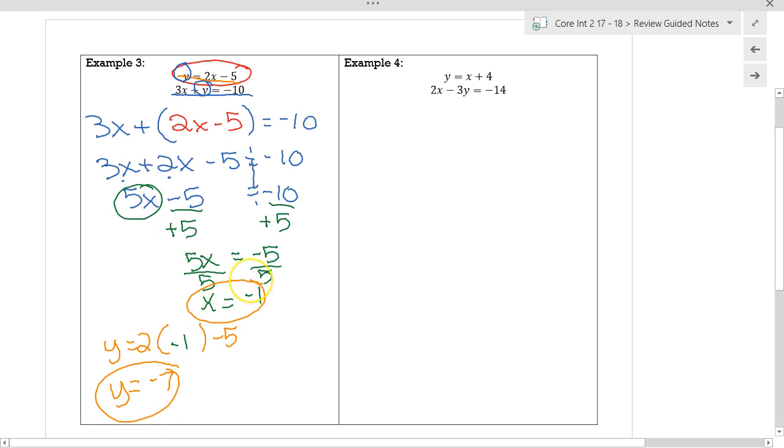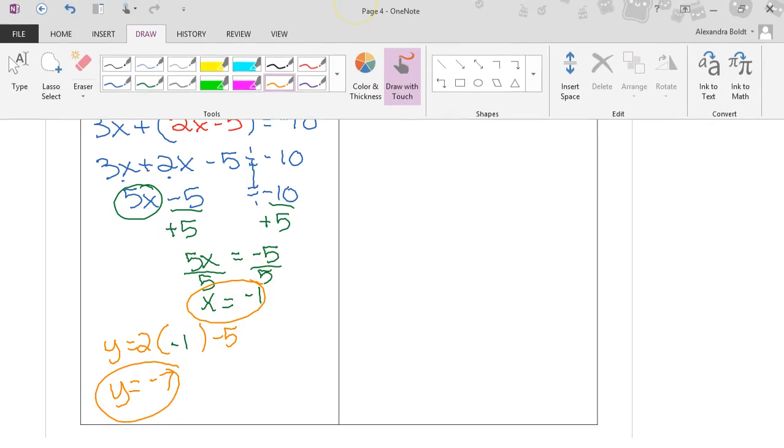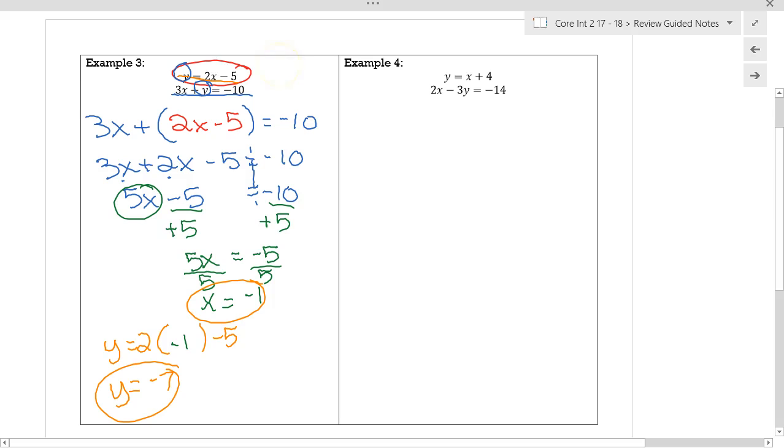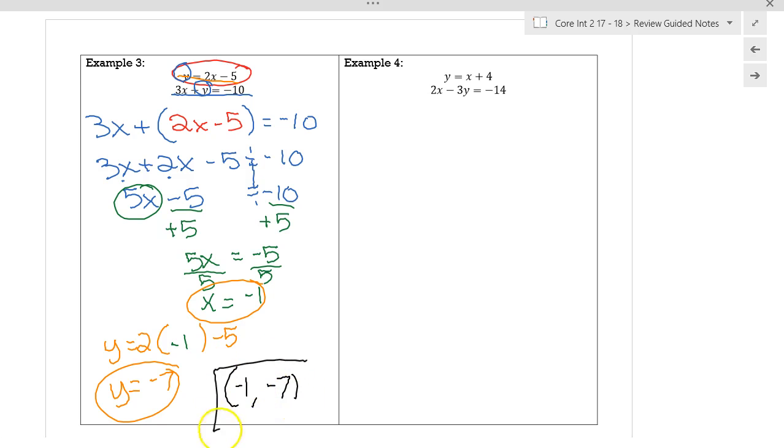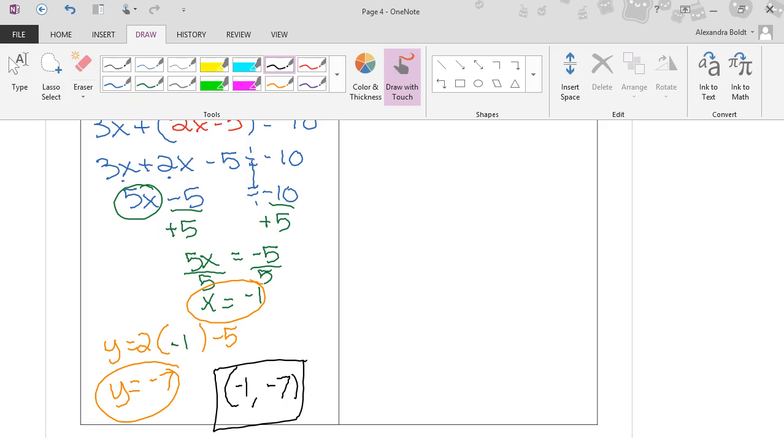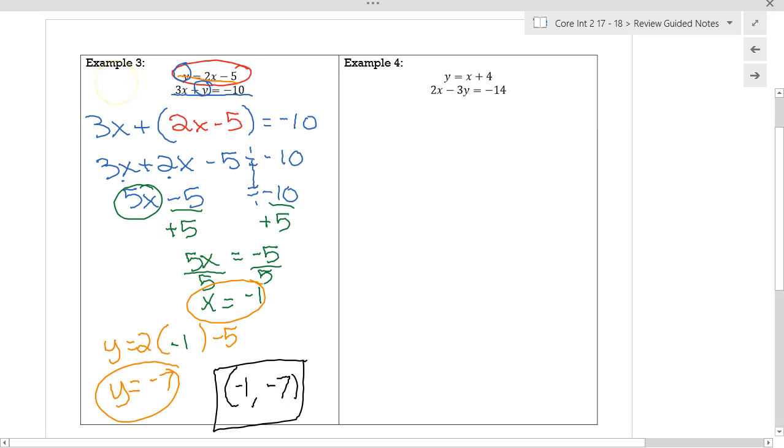So I have x equals negative 1 and y equals negative 7. Again, we like to write these as a point. So I have negative 1, negative 7. All right, last problem. Same type of thing. I already have the y equals. I don't have to worry about that step. So I'm just going to plug it in here.